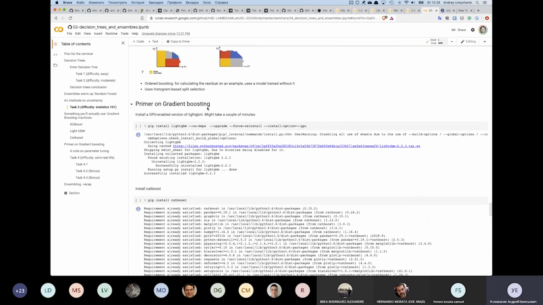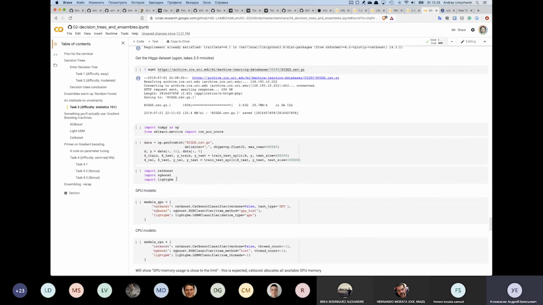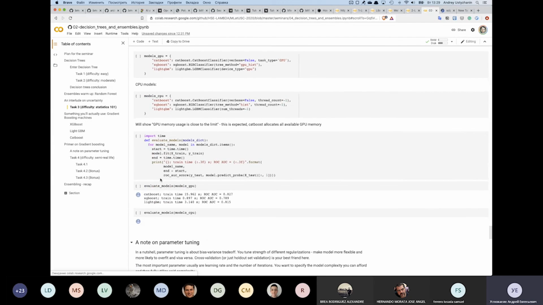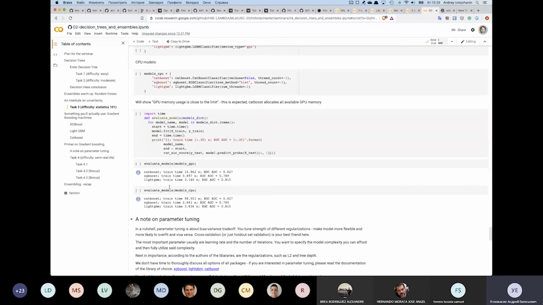And okay, this example allows you to train a CatBoost on a Higgs dataset, and since on Colab you can use both GPU and CPU, you can train those, and then you see how it compares, with respect to time and with respect to accuracy.